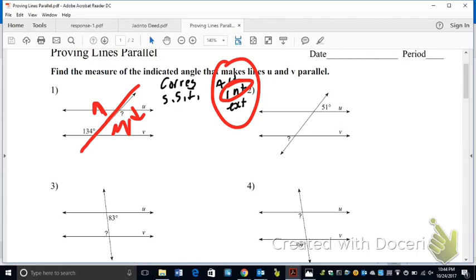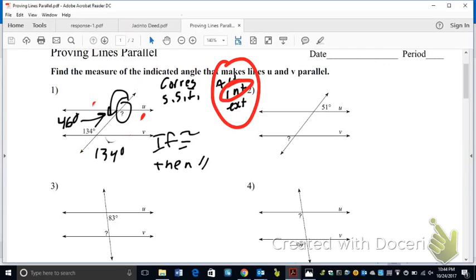So what we're going to do is we're going to look at the converse of the corresponding angle postulate. Excuse me. And we're going to get, if the two angles are congruent, then the two lines are parallel. So that's got to be 134. Easy peasy. So that's basically how 1, 2, 3, and 4 are. You guys should be able to do them.